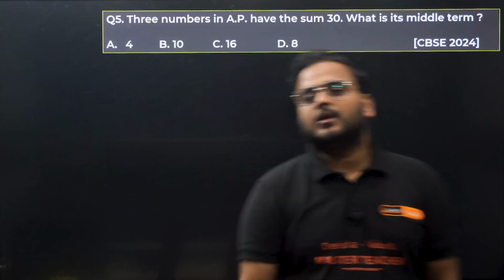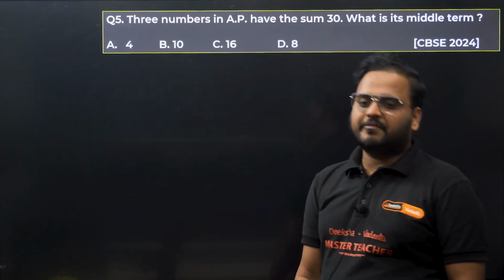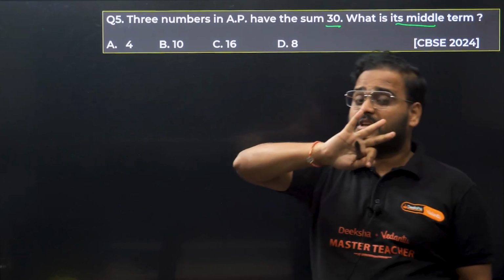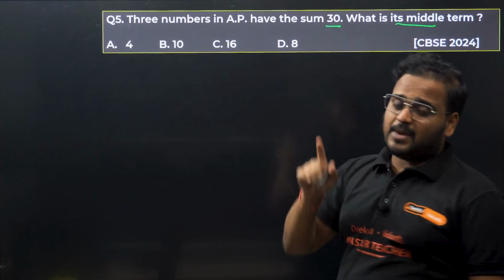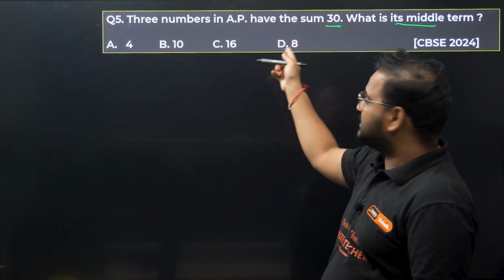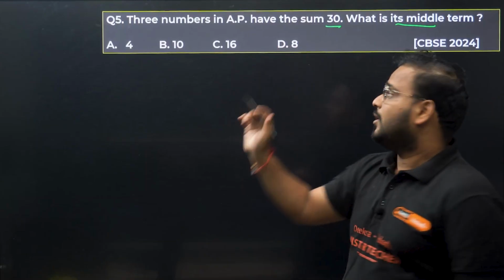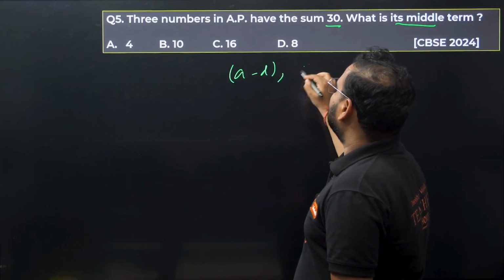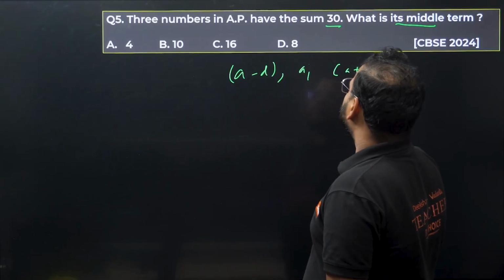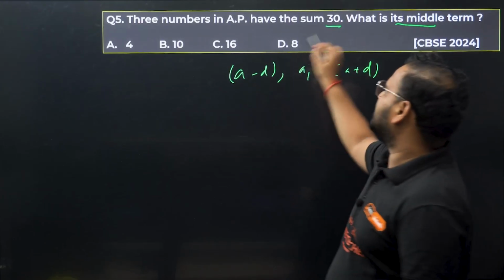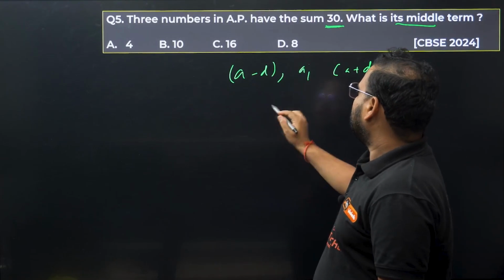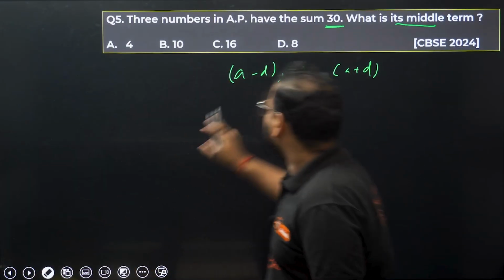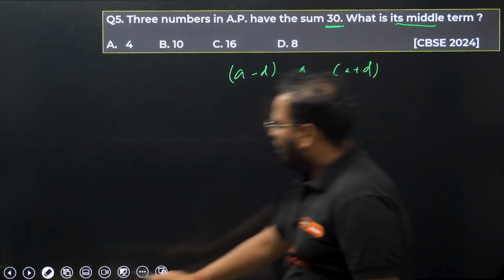Another PYQ. 3 numbers in AP have the sum 30. Find the middle term. 3 numbers in AP. Okay. Will not use A, B, C in this case because they're not given numbers. They just said 3 numbers in AP. What are you going to do? Remember a minus d, a, second was a plus d. What are they saying? Sum is 30. So right here, sum they are talking about, right? So sum will be taking all the terms together.